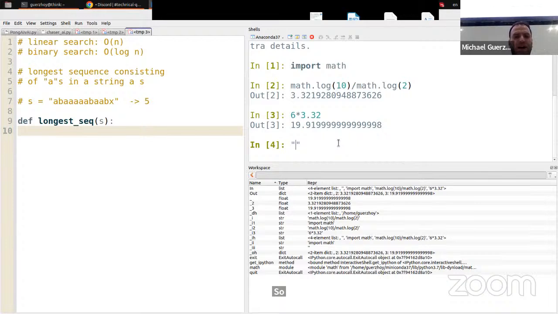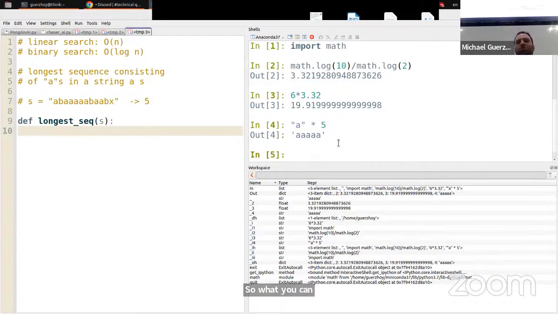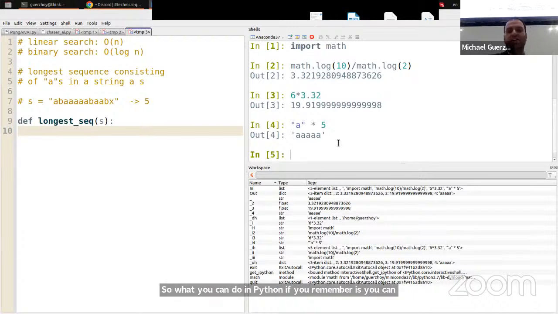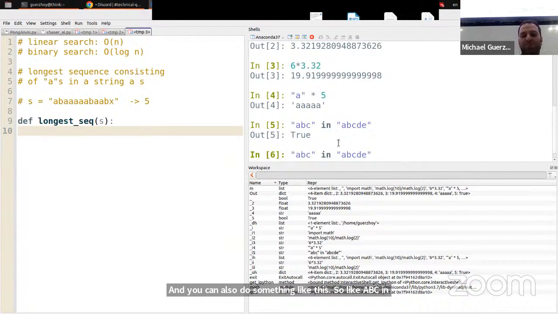So what you can do in Python, if you remember, is you can do this multiplication trick. So that would be 5 A's. And you can also do something like this. So ABC in ABCDE, that's going to be true.